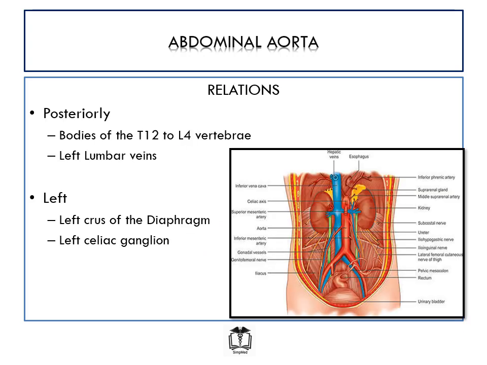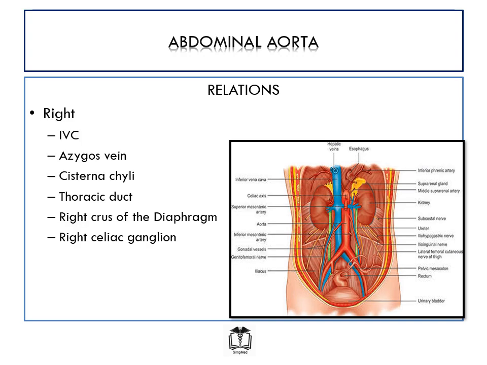Posteriorly, we have the bodies of the 12th thoracic vertebra down to the 4th lumbar vertebra as posterior boundaries, as well as the left lumbar veins. To the left of the abdominal aorta is the left crus of the diaphragm superiorly and the left celiac ganglia. To the right of the abdominal aorta, we have a number of structures. This includes the inferior vena cava. You can see the inferior vena cava just on the right side of the abdominal aorta. The azygos vein, the cisterna chyli, which is part of the lymphatic system that we'll talk about very soon, and the thoracic duct, which is also part of the lymphatic system. And then superiorly, we have the right crus of the diaphragm and the right celiac ganglia.